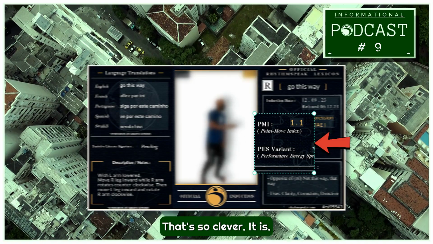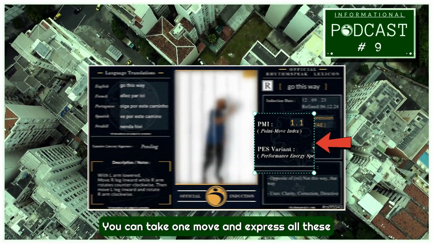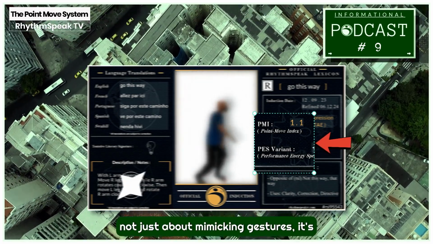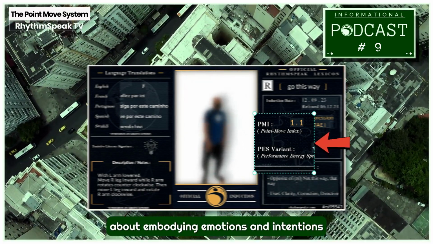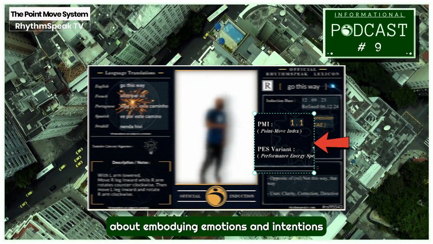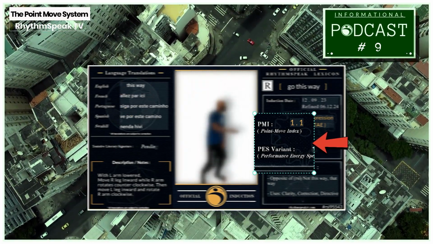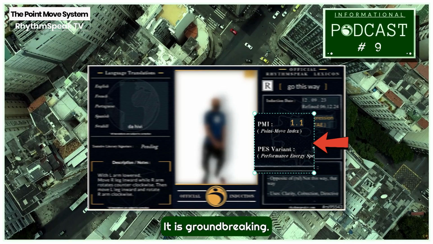That's so clever. You can take one move and express all these different things just by shifting the energy behind it. It's not just about mimicking gestures. It's about embodying emotions and intentions through the way those movements are performed. It's like they cracked the code of nonverbal communication. It is groundbreaking.